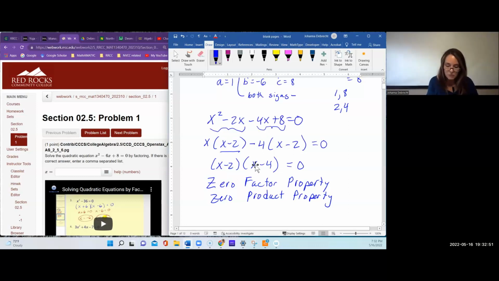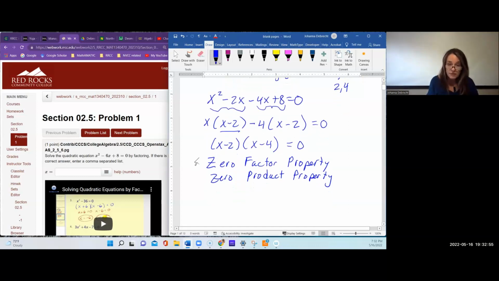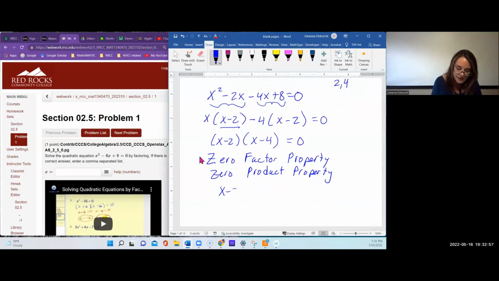So we have two factors multiplied together equal to 0. That means one of those has to be 0. We set each one equal to 0 separately, separated by the word or, and then we solve each one individually for the variable x, as we did in a previous video.